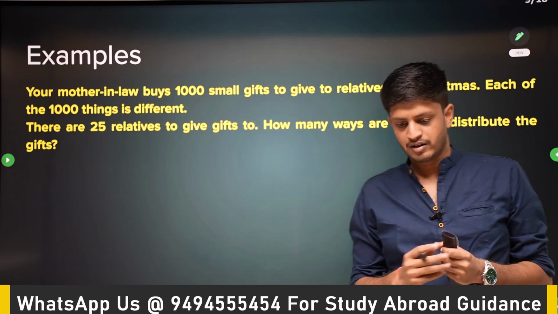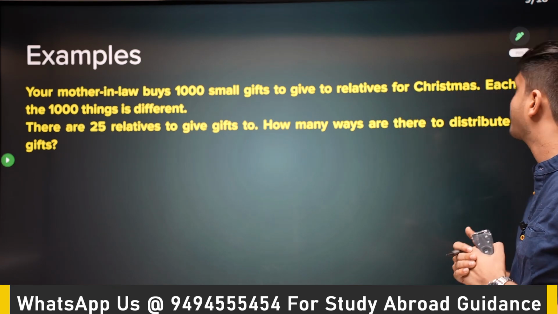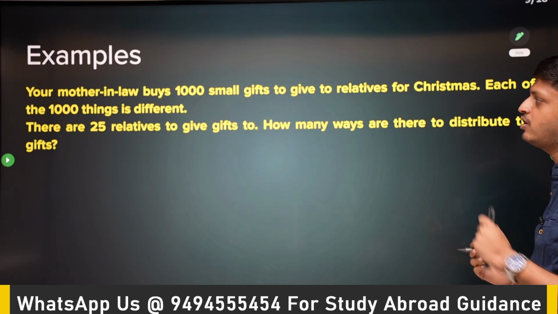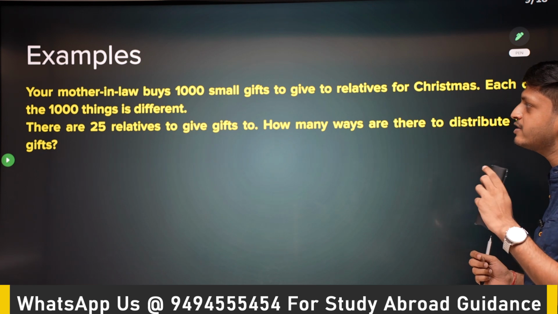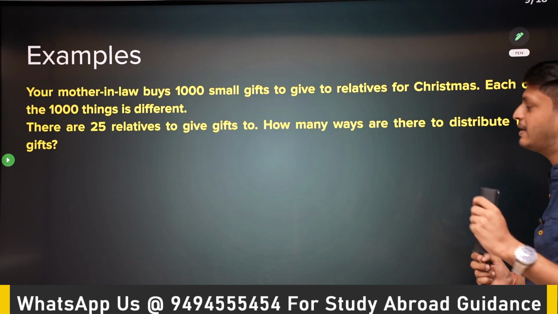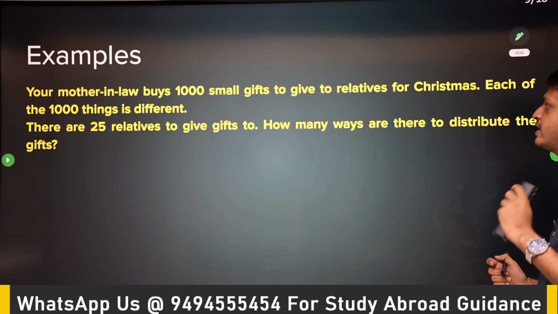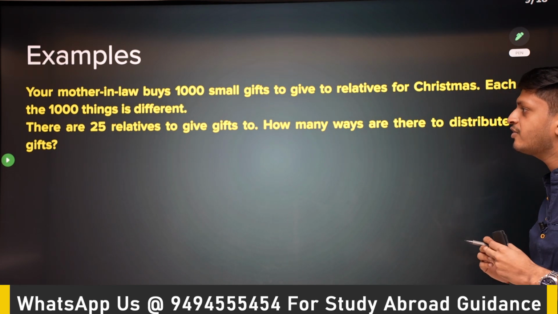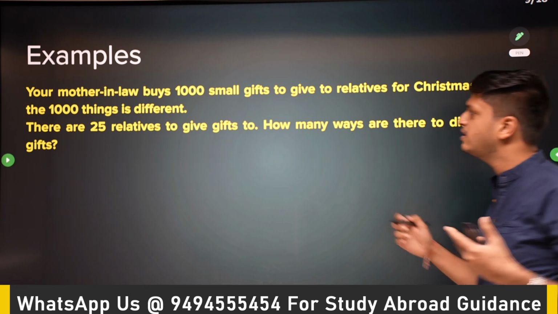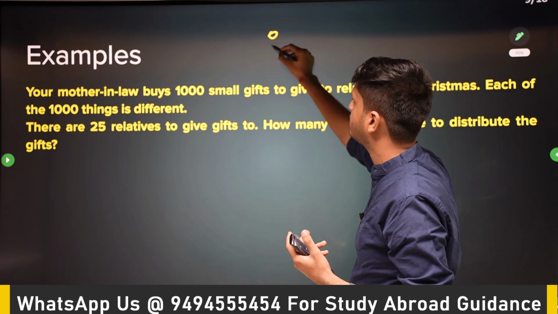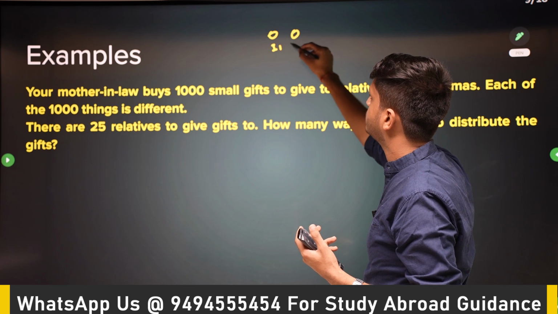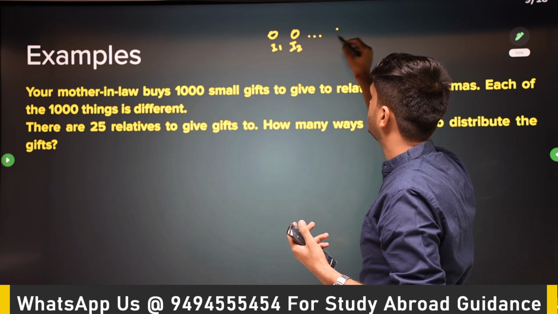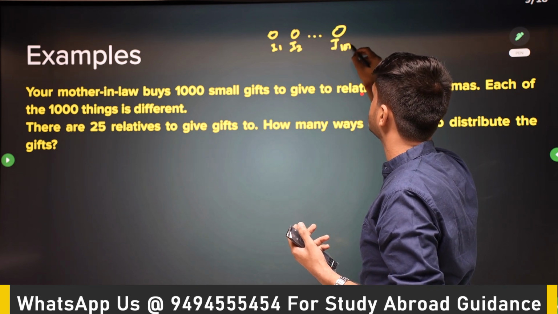Okay? So now let's move to the next problem. Your mother-in-law buys 1,000 small gifts to give to relatives for Christmas. Each of the 1,000 items is different: 1,000 different small items, I1, I2, up to I1000.